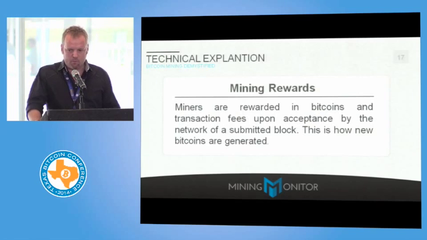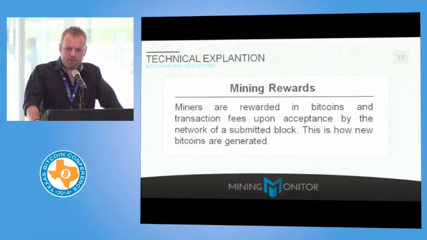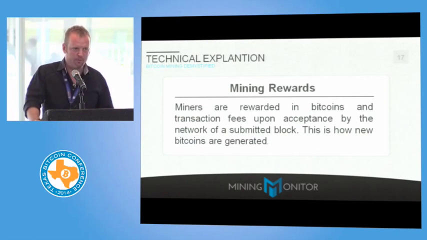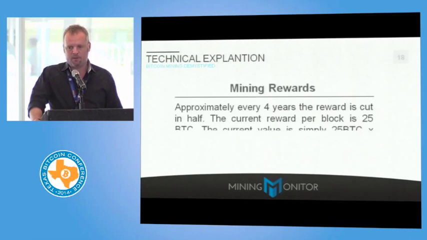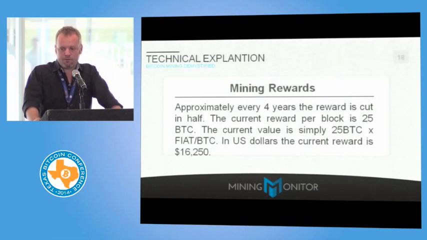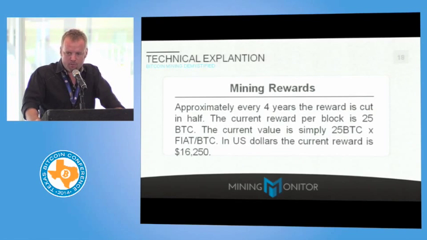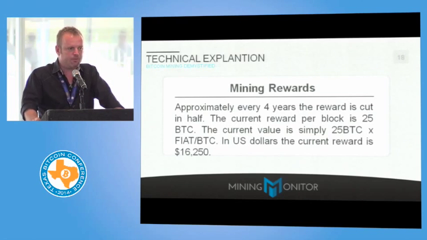And obviously, the reward is a big reason why miners are involved. So miners are rewarded in Bitcoins and transaction fees upon acceptance by the network of a submitted block. This is also how new Bitcoins are generated through mining. Approximately every 4 years, the reward is cut in half. So the current reward per block is 25 Bitcoins. When things first started, the reward was 50 Bitcoins per block.